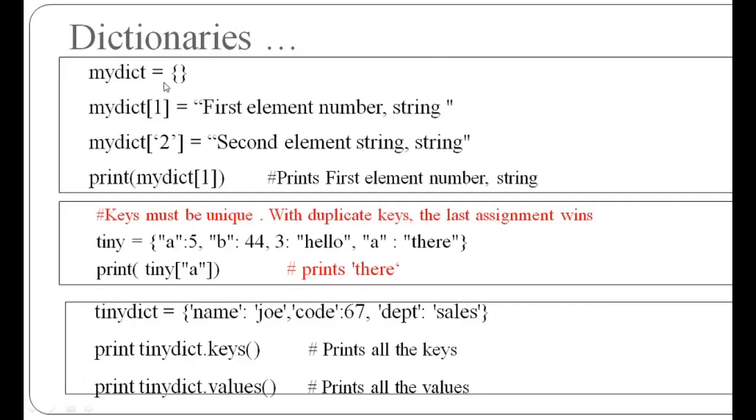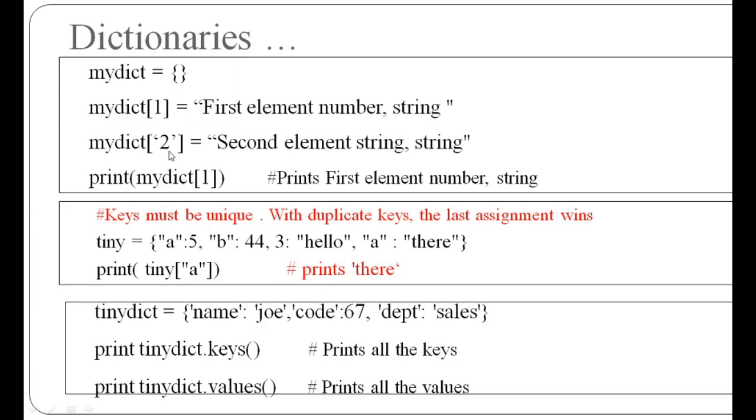Now here you can see that I am creating an empty dictionary by giving an open and close curly braces. And then I'm giving an assignment like this. That means I'm adding the first element for the dictionary. The key value is 1 and that value is the string first element number.